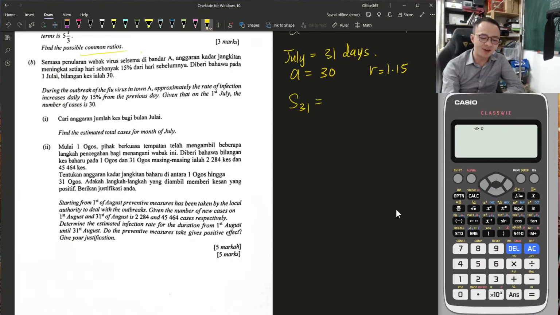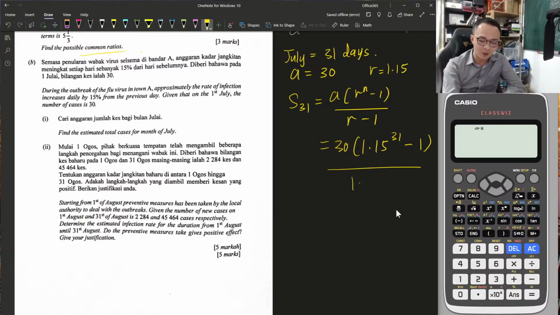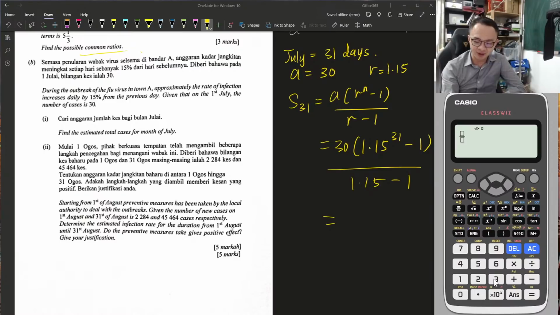If r is bigger than 1, we need to use the formula a(r^n − 1) over (r − 1). We'll use this formula for this question. Then part 1, we can just get the answer easily. So this is 30 times (1.15 to the power of 31 minus 1) over (1.15 minus 1). Just type everything into the calculator. It should be fine here.